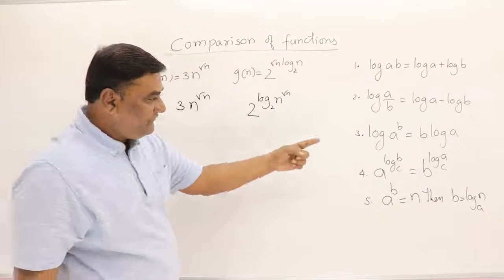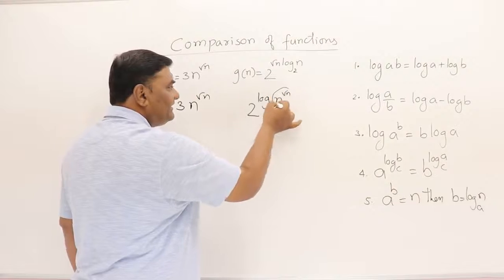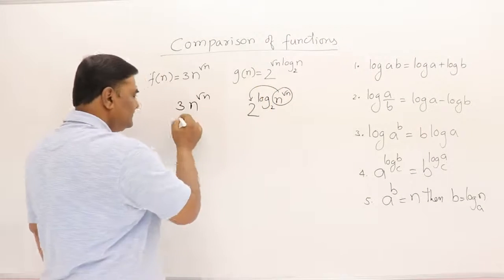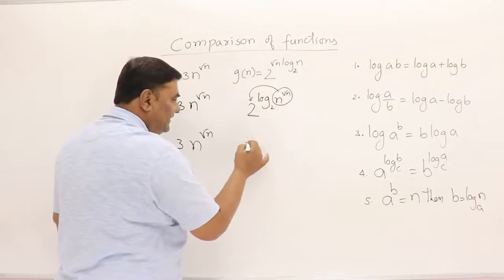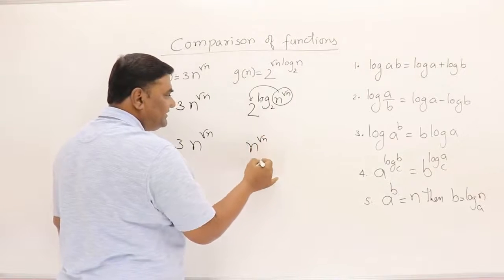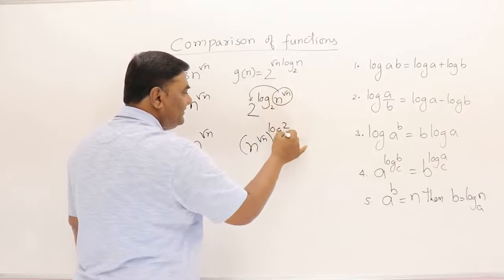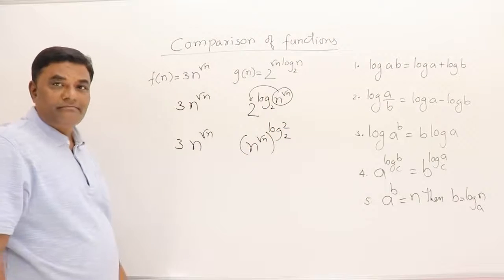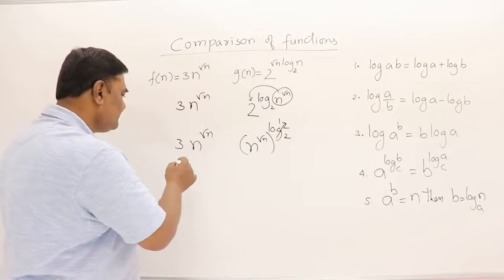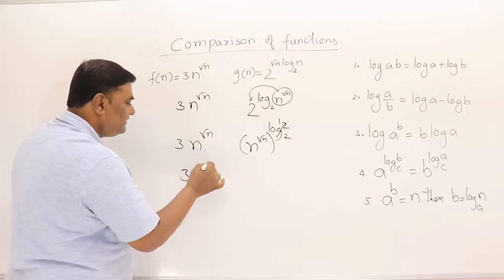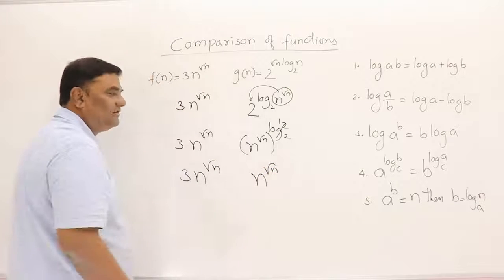Now, by using the fourth formula, what I can do is, I can interchange this with this one. So this will be 3 n power root n, and that n power root n comes here, and whole to the power of log, this 2 goes there, so log 2 base 2. Log 2 base 2 is 1, so it is power 1. So what's the answer? 3 n power root n, and this is n power root n.